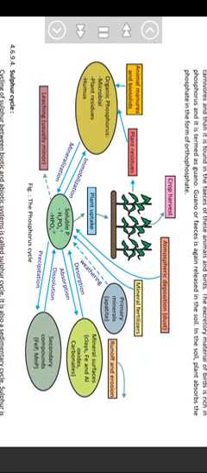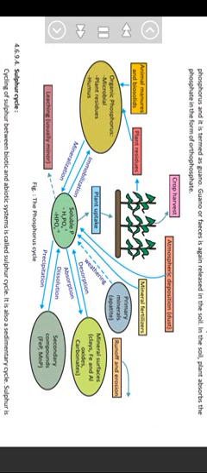Primary minerals: dissolution. Secondary compounds: precipitation. Figure: the phosphorus cycle.